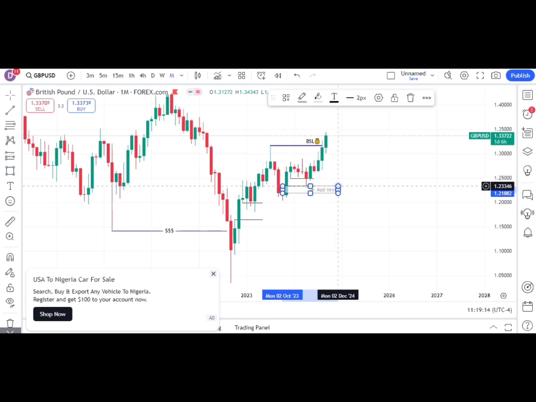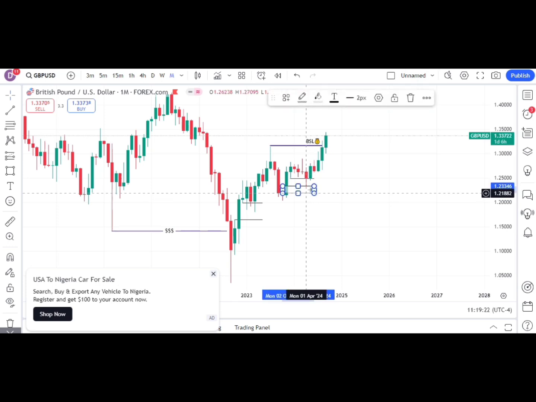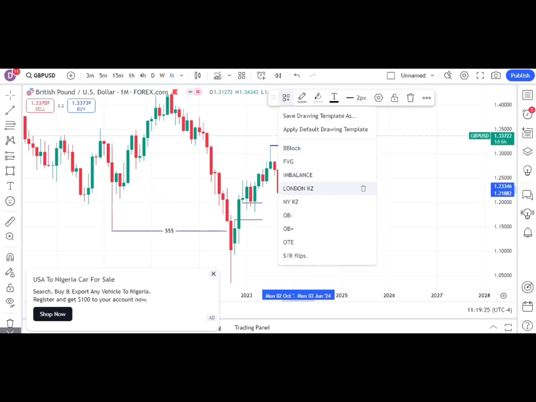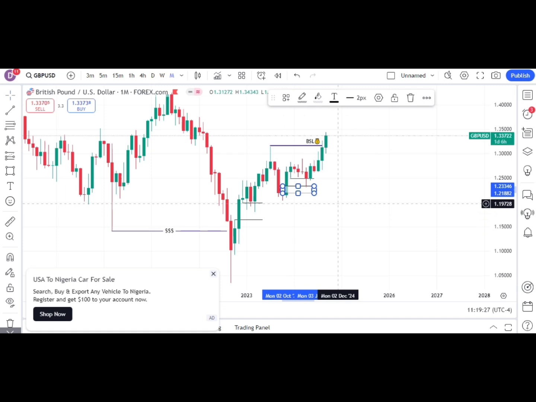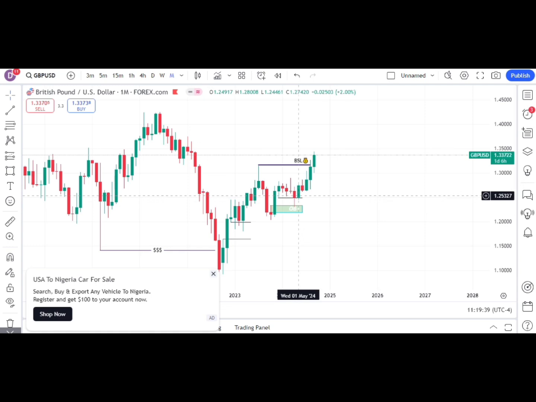This is not me cherry picking anything. This is a logic that works, just like ICT will always say. So we have a bullish order block. As you can see, price went up and then came back into this, mitigated this order block, and what do you see? Immediately we had another bullish engulfing candle here. Price came up to this point, came into this fair value gap, filled it, mitigated this order block.